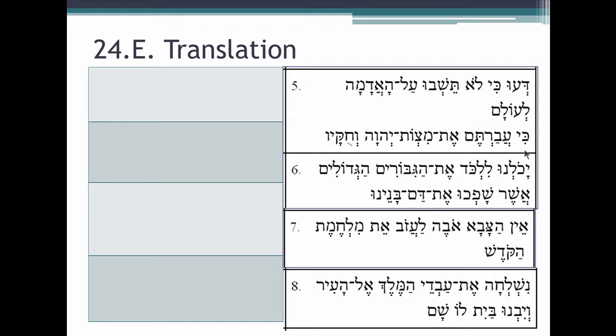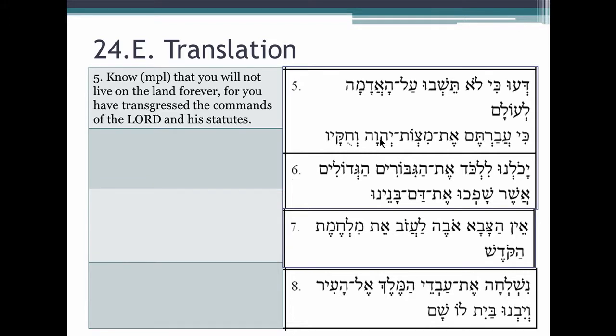For avar tem, dead giveaway for second masculine plural, Qal perfect. For you, plural, have transgressed, you have crossed over, you have transgressed et mitzvot, the commands of the Lord, and chukav, his statutes. Again, this is plural because of the suffix. This is the kind of suffix ending that goes on a plural noun. So we have here, know that you will not live on the land forever, for you have transgressed the commands of the Lord and his statutes.